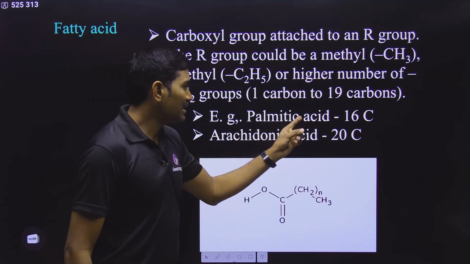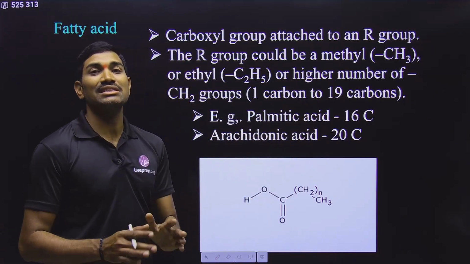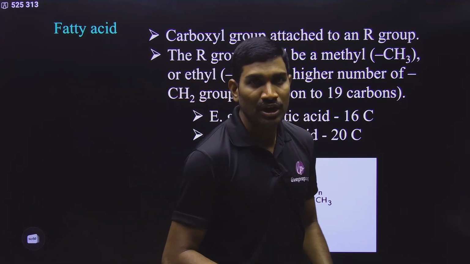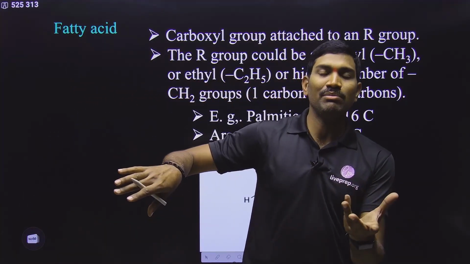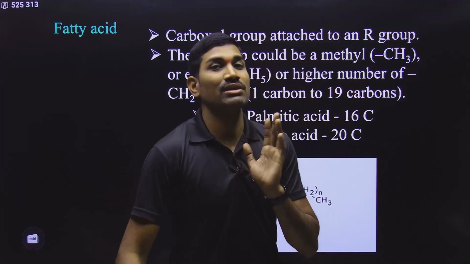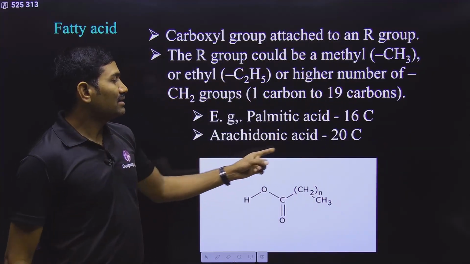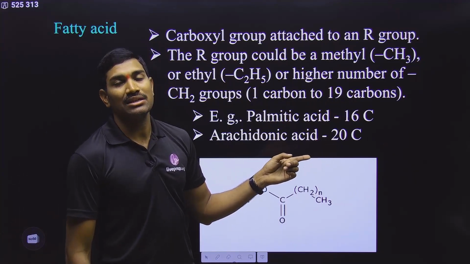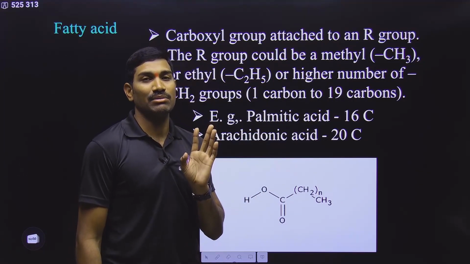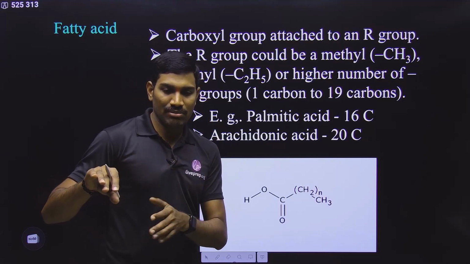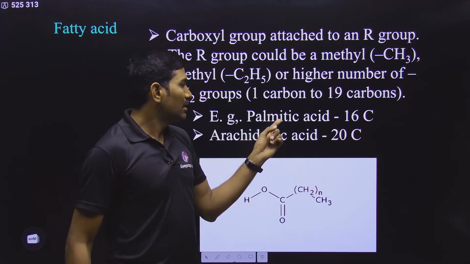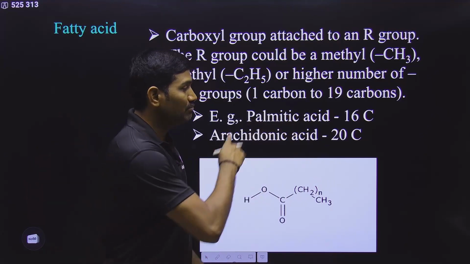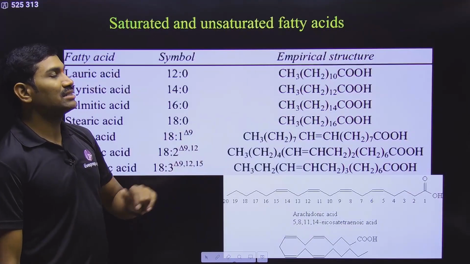Now they have given an example called palmitic acid. This has 16 carbons. Please remember, 16 carbons including the COOH group. If you remove COOH, how many will be there? 15 carbons are present. Observe the content of NCERT clearly. Whereas in arachidonic acid, total 20 carbons are there, where the R group has 19 carbons. COOH has 1 carbon, R group has 19 carbons. But in palmitic acid, COOH is 1 carbon, R group has 15 carbons. Observe the content carefully.